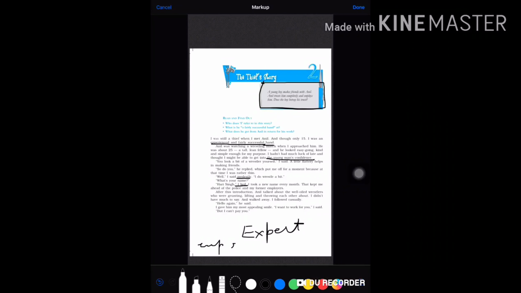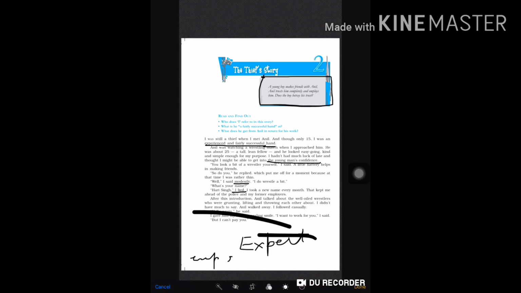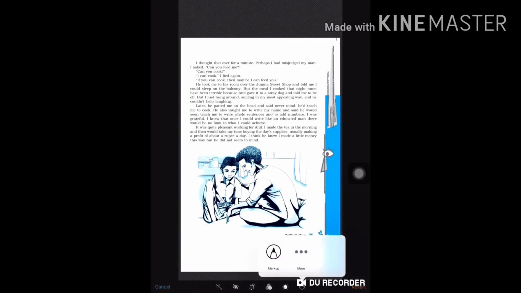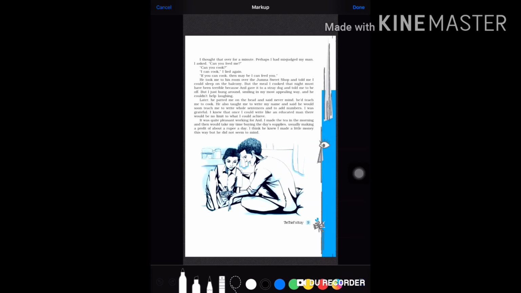"If you can cook, then maybe I can feed you." He took me to his room over the gymnast suite shop where he used to live and told me that I could sleep on the balcony. But the meal I cooked that night must have been terrible because Anil gave it to a stray dog.